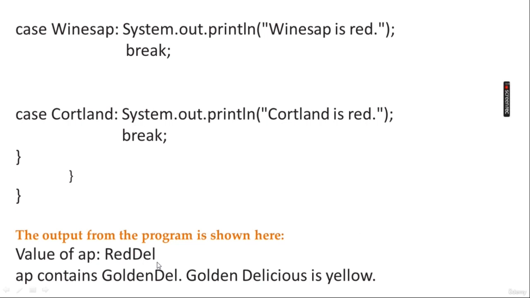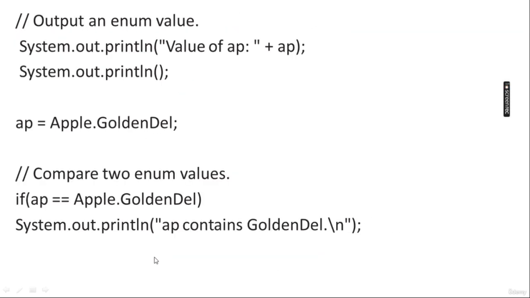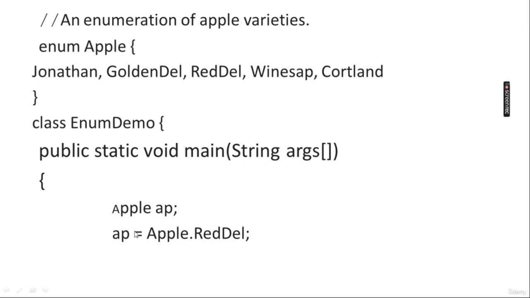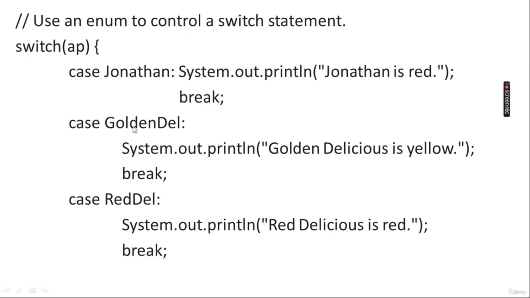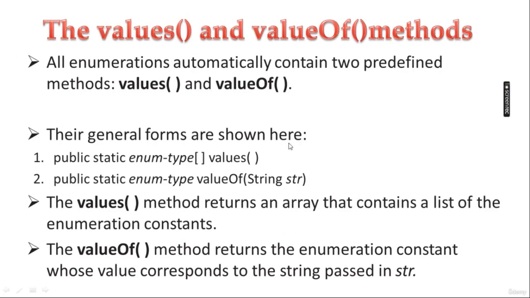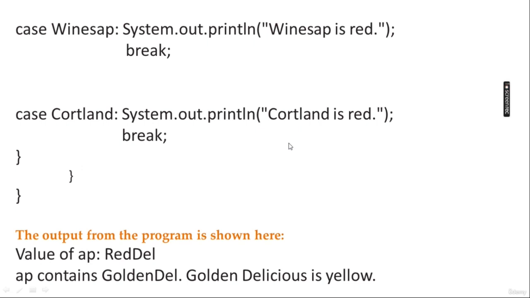Okay. And what is the answer of this? Value of AP. First of all, it was apple.Reddale, so it was displayed apple.Reddale. After that, it initialized it to Goldendale. Then it checked for the equality of apple.Goldendale and AP, and it was true. It displayed this line, and since it was initialized with Goldendale, it will display apple.Goldendale here, and it will display this line. Now, you can go through the output.